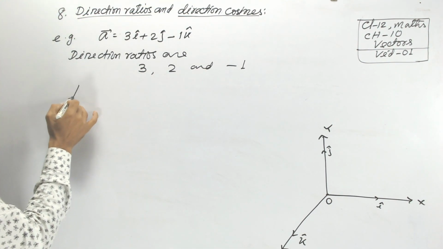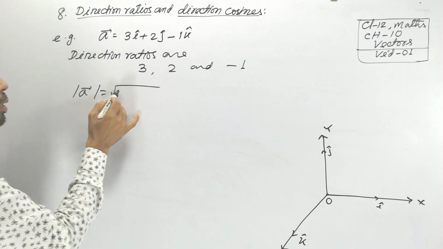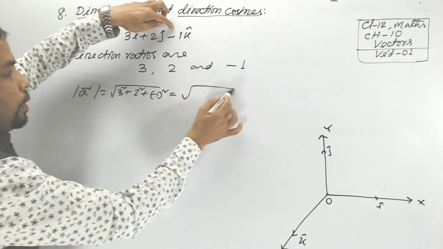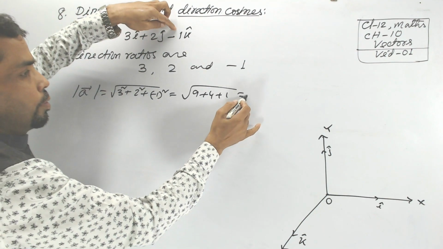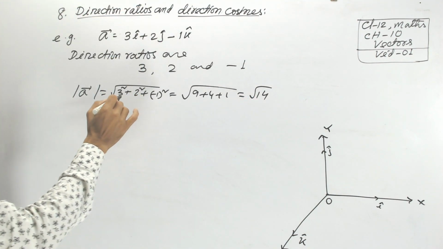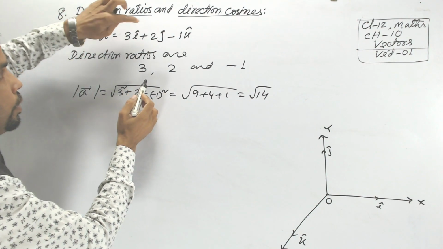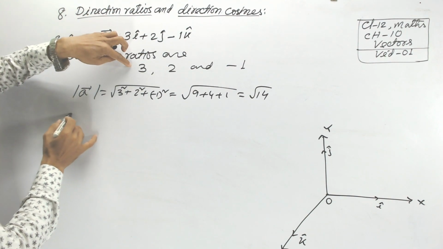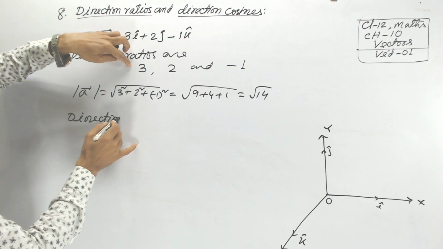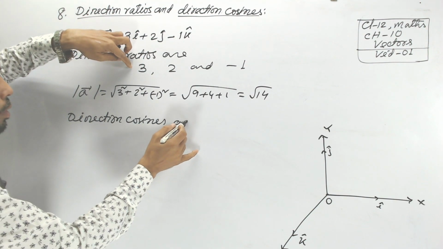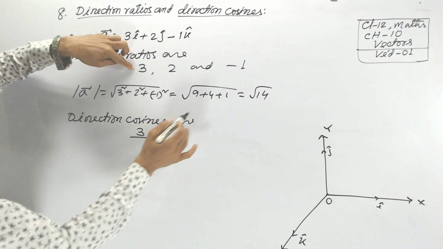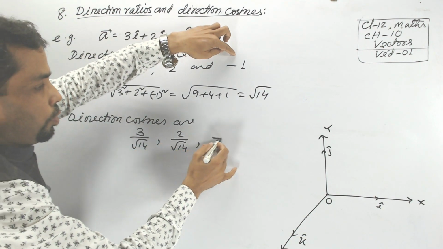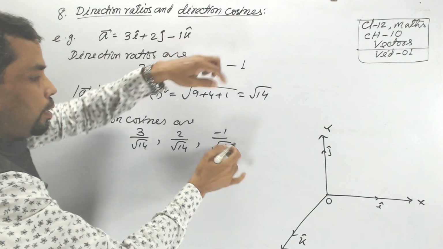And then you will find the magnitude of the vector, which we have learned just now. 3 square plus 2 square plus minus 1 square, which is 9 plus 4 plus 1, equal to square root of 14. The coefficients 3, 2 and minus 1 are the direction ratios of the vector, and direction cosines are found like this: each direction ratio is divided by the magnitude of the vector. 3 by magnitude, 2 by magnitude, and minus 1 by magnitude of the vector. These are called direction cosines.